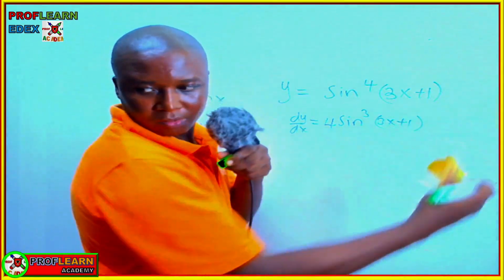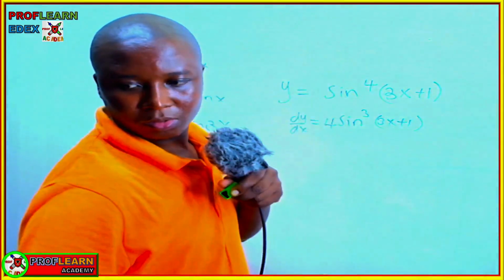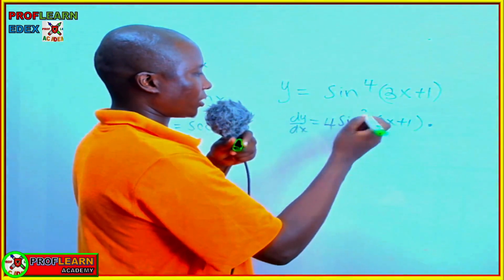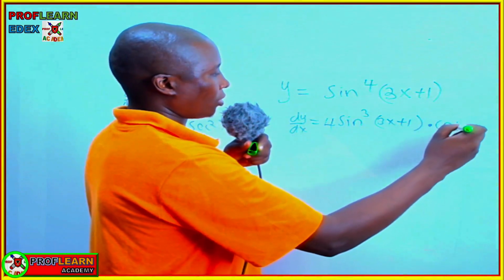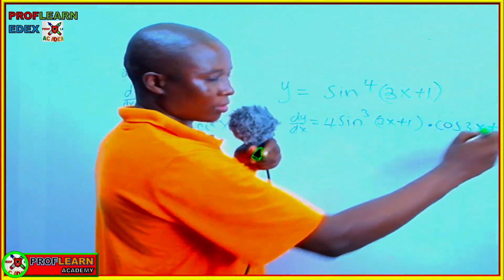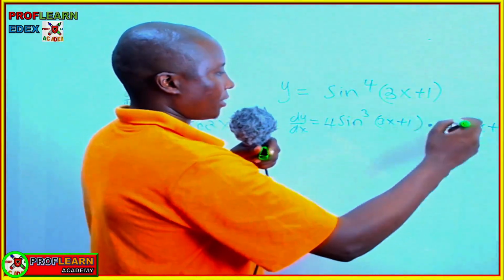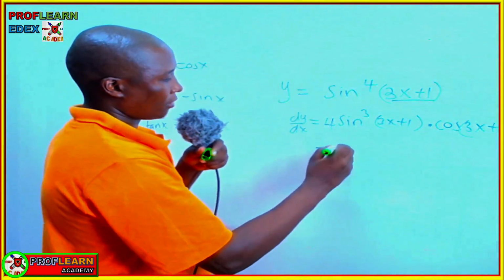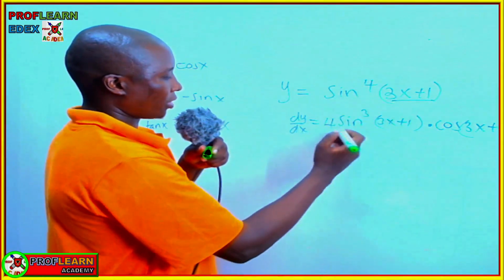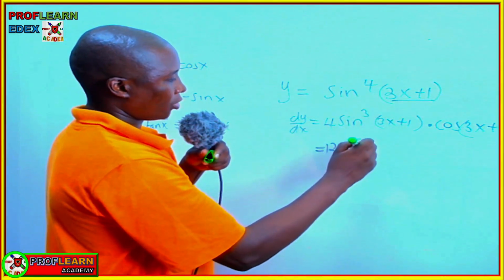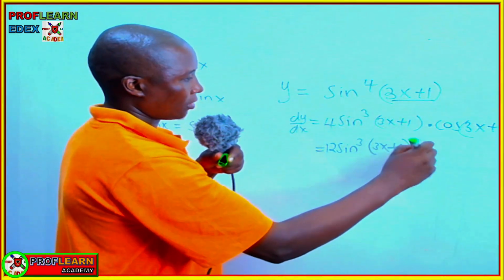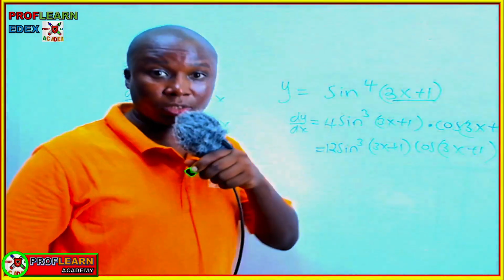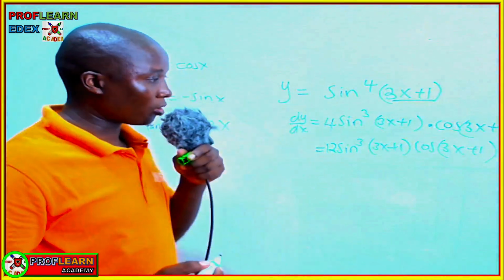Then the second part is to differentiate the sine without considering the power, and that becomes cos (3x plus 1). And then lastly, differentiating the inner function, that becomes 3, and so that's going to be 12 sine cubed (3x plus 1) cos (3x plus 1). So basically, that is exactly what you ought to do when you are differentiating trigonometric functions.